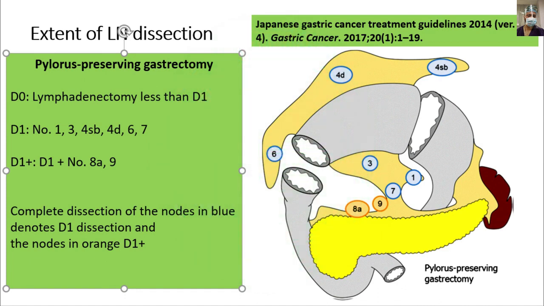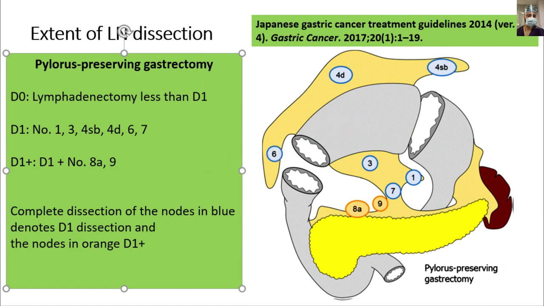So 1, 3 and 4sb, 4d, and the short gastric nodes, because the proximal remnant stomach will be supplied by the short gastric artery, so we will not dissect the lymph nodes along the short gastric artery. So 4sa will not be dissected out. 1, 3, 4, 6 and 7 will be taken out. And for D1 plus, additionally 8A and 9, which is similar for all, are taken out. The complete dissection of nodes in blue denotes D1 dissection, and nodes in orange include D1 plus.